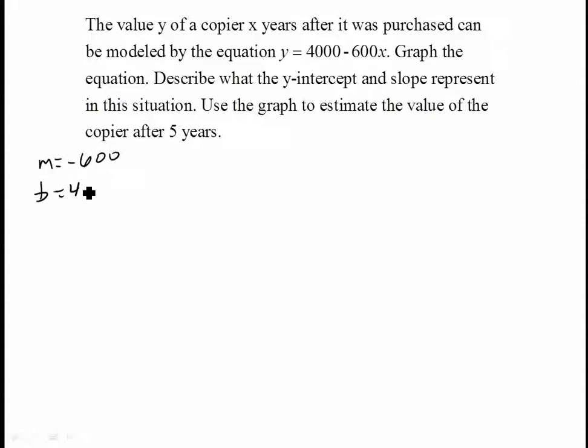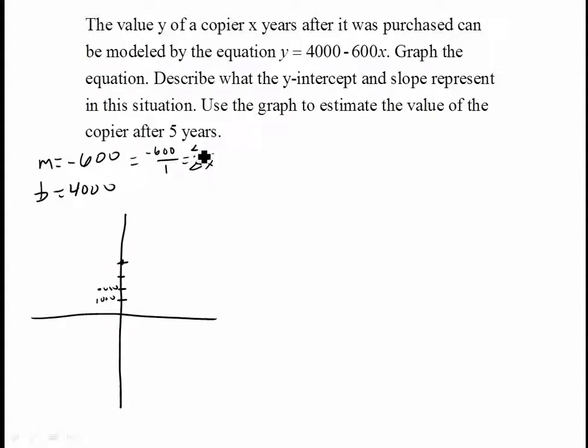B is 4,000. And again, because of these quantities, I'm going to scale my graph. On the y-axis, I'm going to count by thousands. So this is 4,000, and there's my y-intercept. My slope is negative 600. That means my y values decrease by 600 every time my x values increase by 1. Just pay attention to the units.